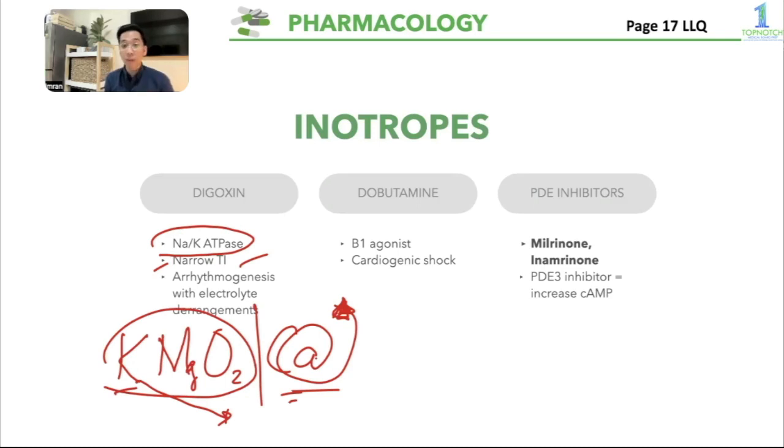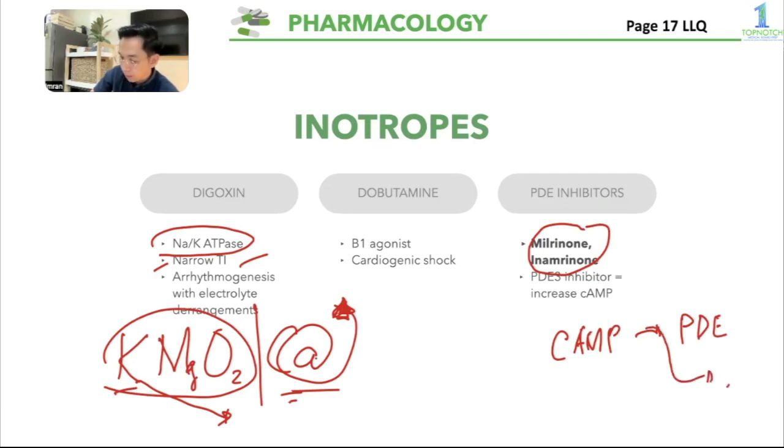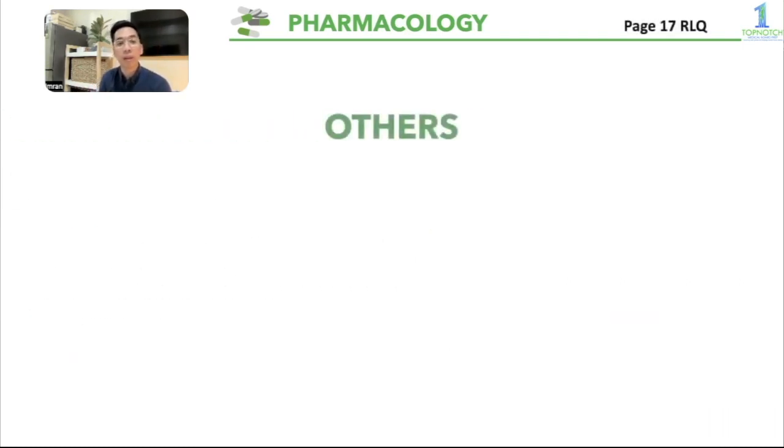And lastly, you have your PDE inhibitors. You have your milrinone and your inamrinone. Remember that your cAMP, pagka ito ay na-degrade, no, by your phosphodiesterase, it will become your AMP, na walang action. So ngayon, pag in-inhibit mo yung PDE, ang mangyayari, hindi mo madedegrade si cAMP. And higher levels of cAMP will cause higher contractility. Okay? So those are your inotropes.